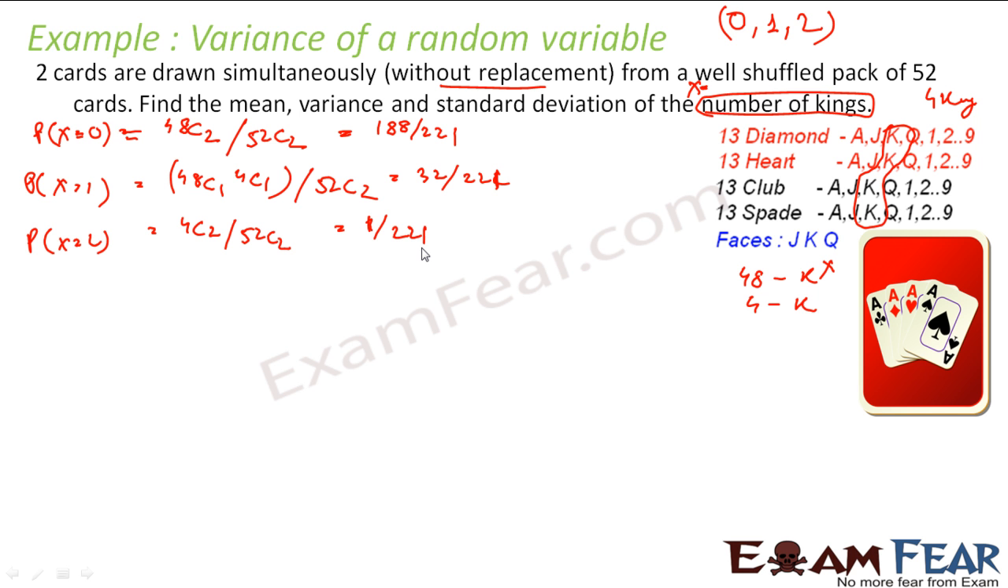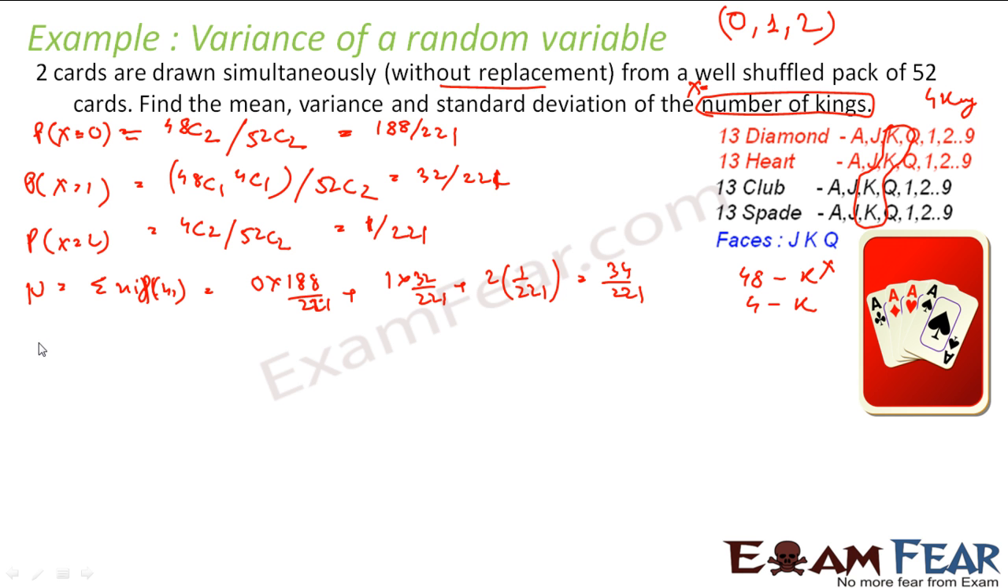Now I have to find mean, variance and standard deviation. So mean is nothing but sigma xi p xi. So X equal to 0 into 188 by 221, plus X equal to 1 into 32 by 221, plus X equal to 2 into 1 by 221. So we solve this, you get 34 by 221.